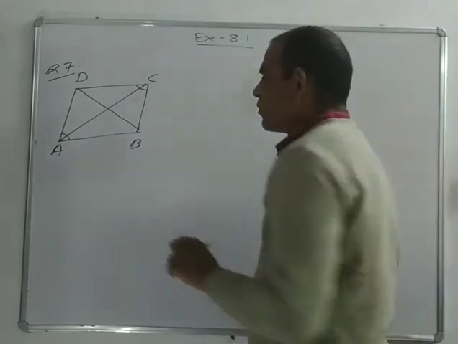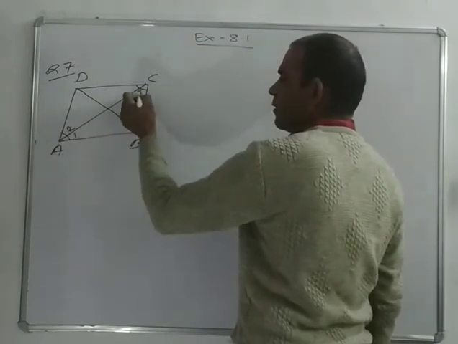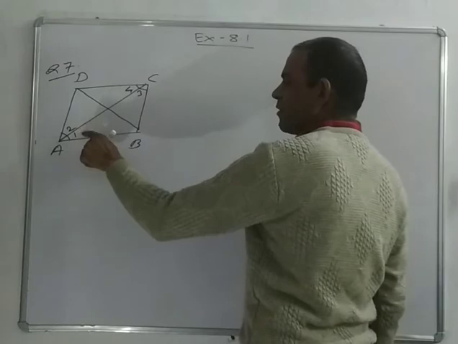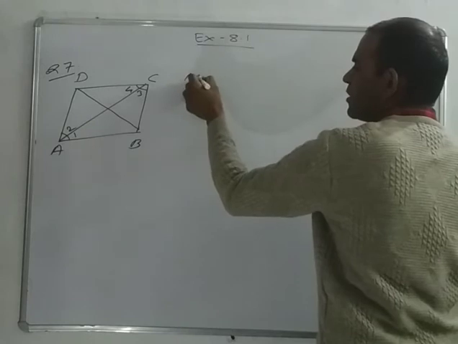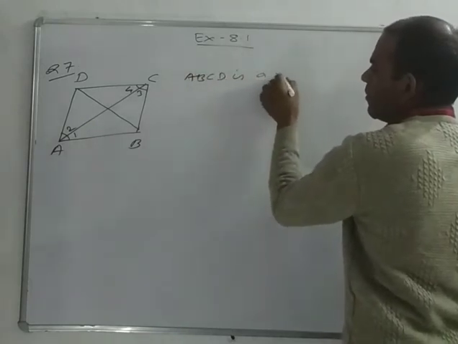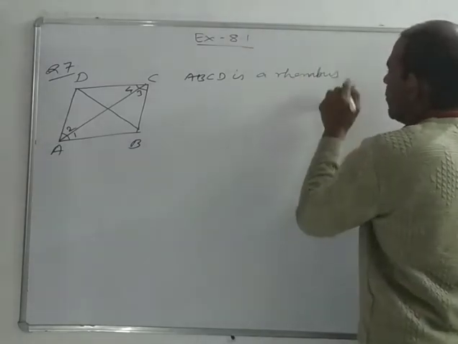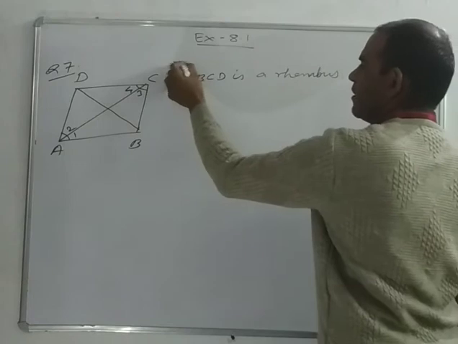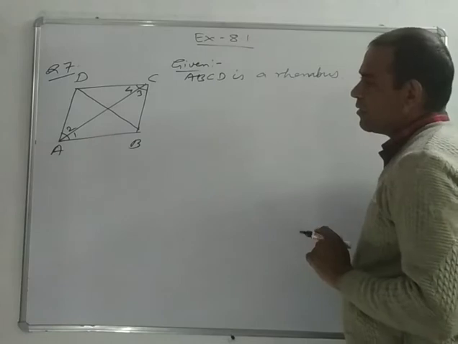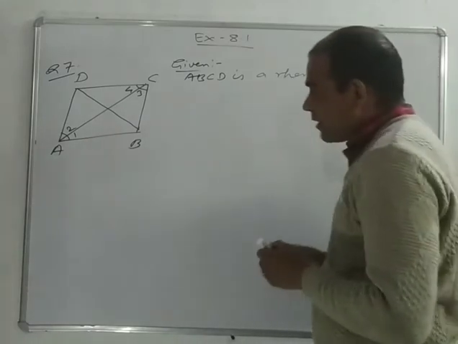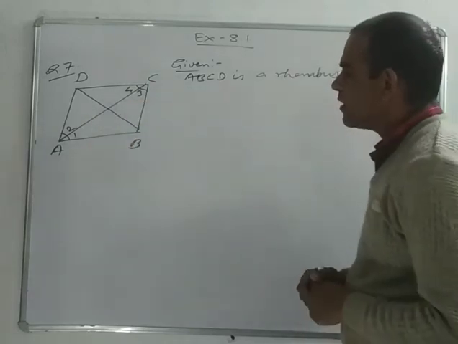So first of all, we should prove AC bisects angle A as well as angle C, that is, angle 1 equal to 2 and 3 equal to 4. ABCD is a rhombus, it is given, and we are proving AC bisects angle A as well as angle C.